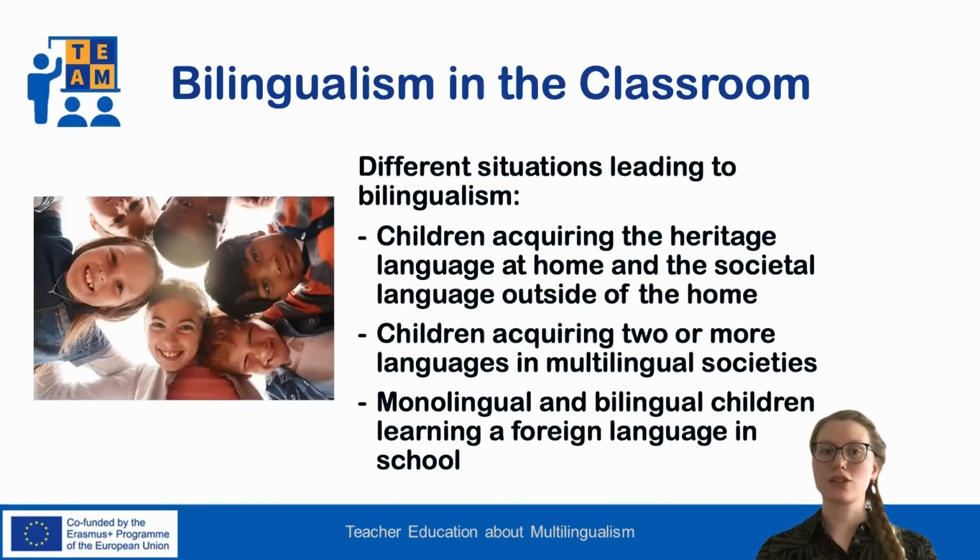Before we start with the actual topic, let's review different situations that can lead to bilingualism in the classroom. One situation is that children acquire a heritage language at home and the societal language outside of the home. Another situation is that children acquire 2 or more languages in a multilingual society. And the third situation is that monolingual and bilingual children learn a foreign language in school.